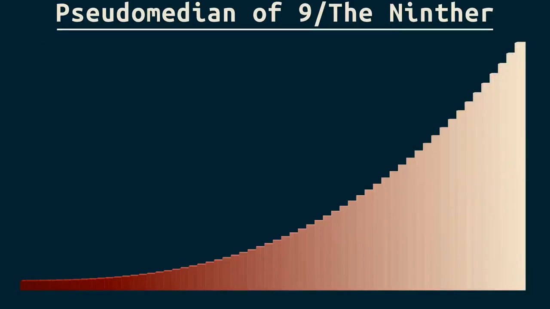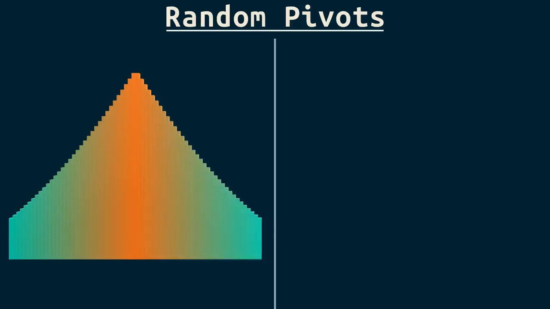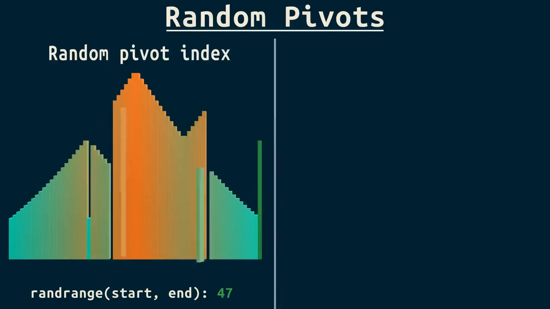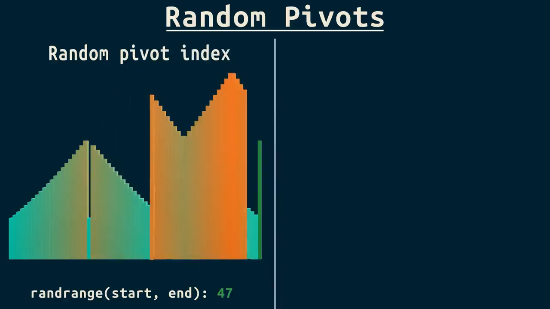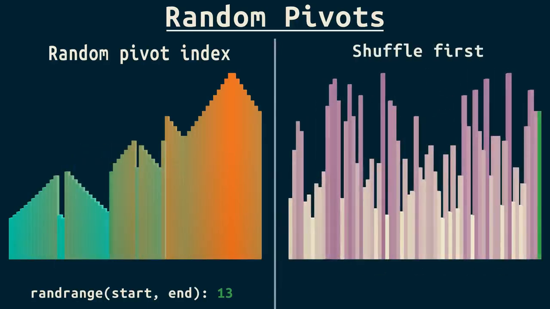And here's another winning pivot choice that's simpler. How about we pick a random pivot every time? It's very easy to do this. Just generate a random number within the proper range and use that as an index for the pivot. This will avoid the pitfalls we saw when choosing first, last, or middle. Or you could just shuffle everything before you start and use the last index or the first or whatever.